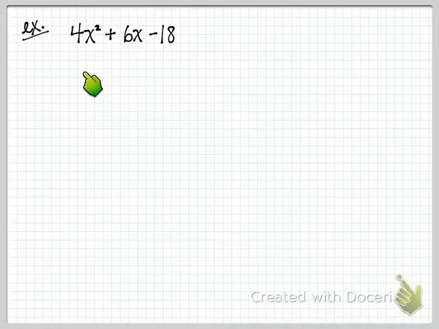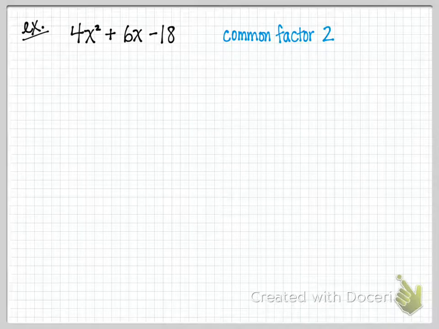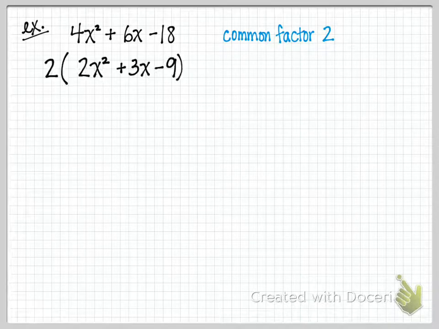In this problem, I see my ax squared, I've got a 4, plus my bx, which is 6x, plus c is negative 18. And the three coefficients, 4, positive 6, and negative 18, are all divisible by 2. They all have a common factor of 2. So I'm going to factor that out.